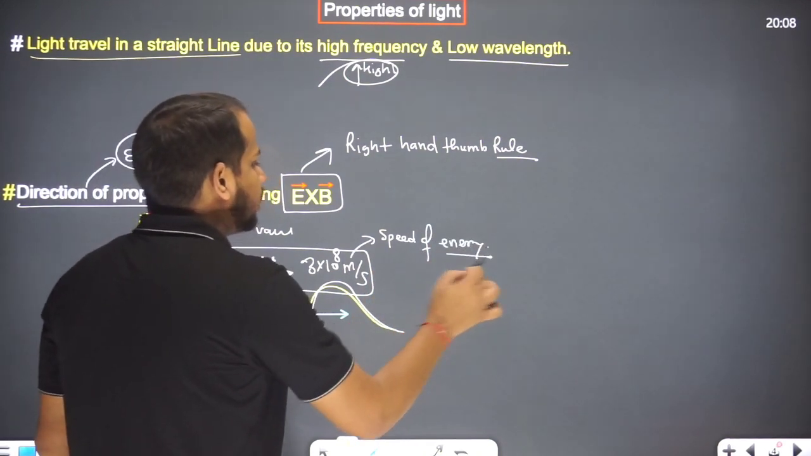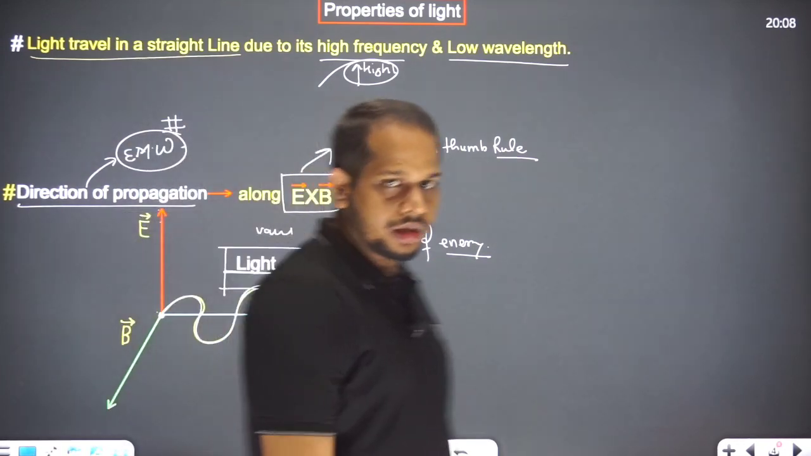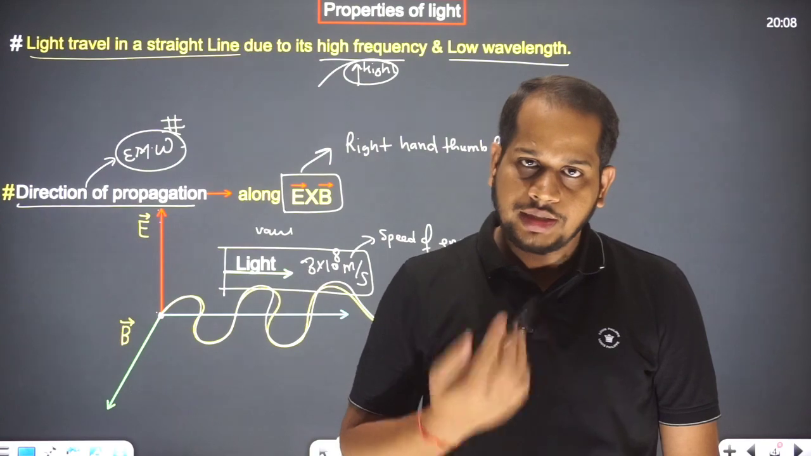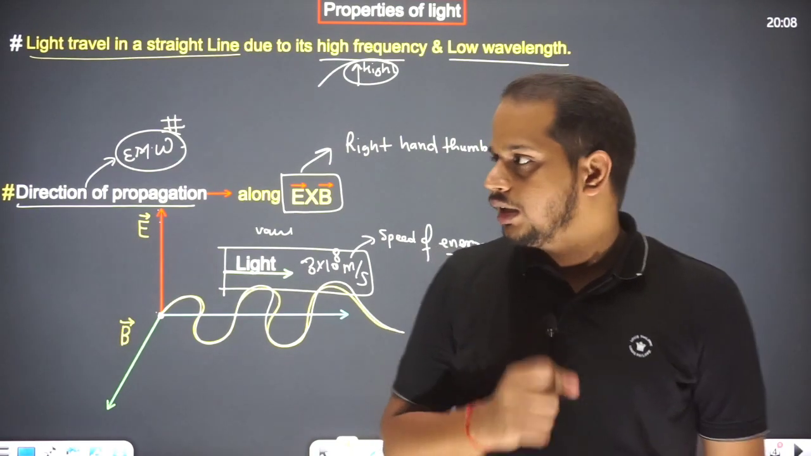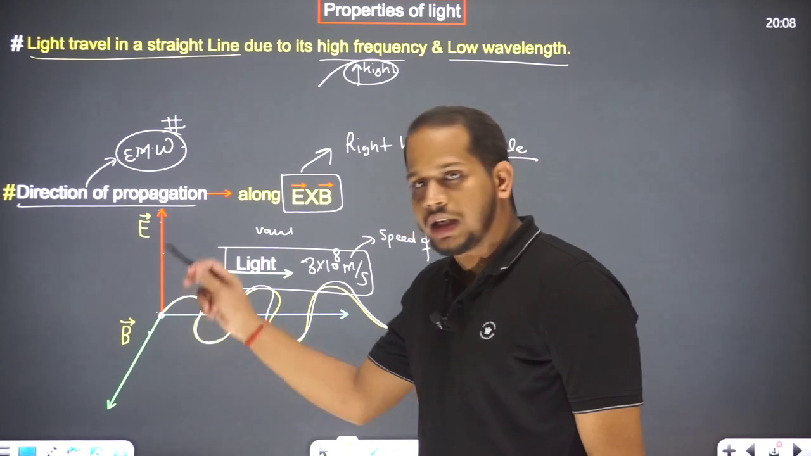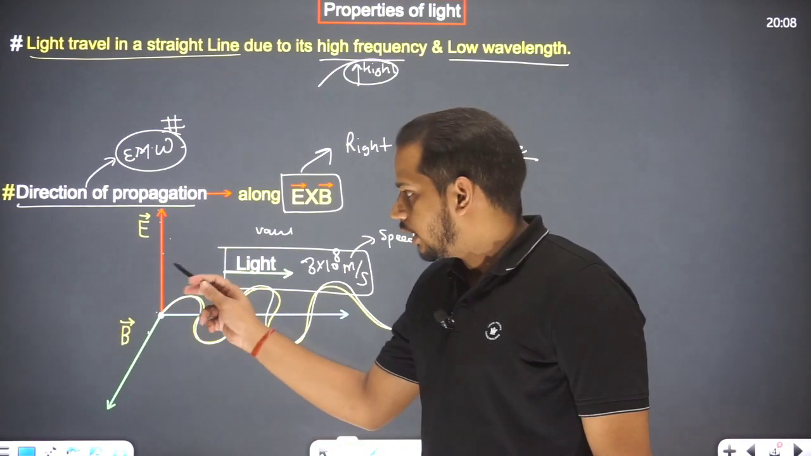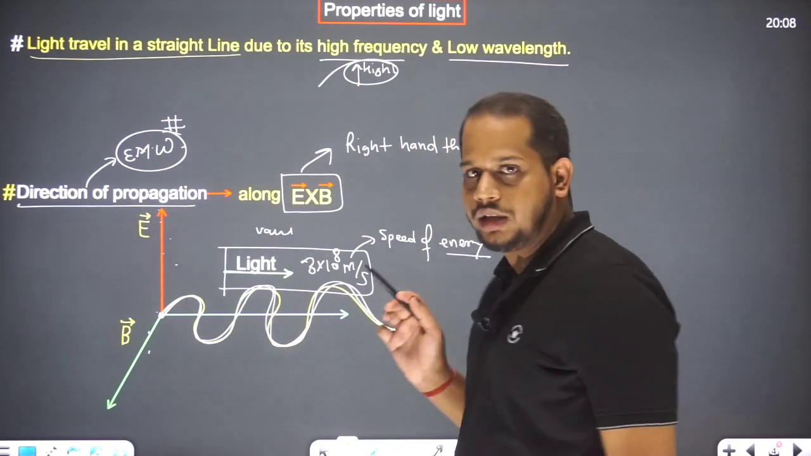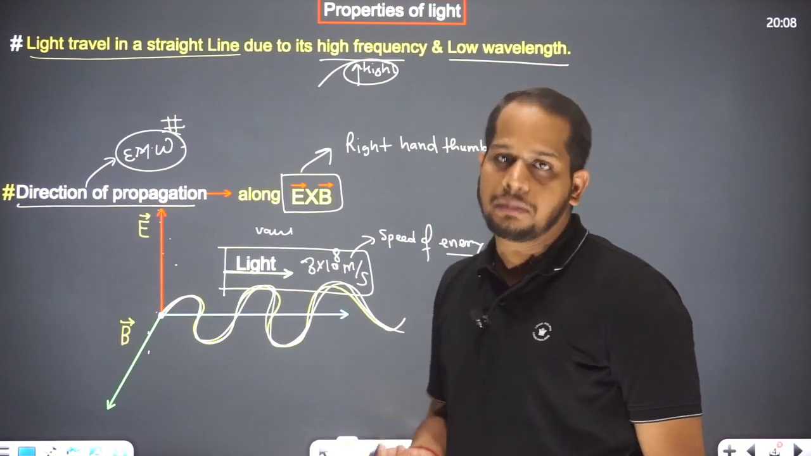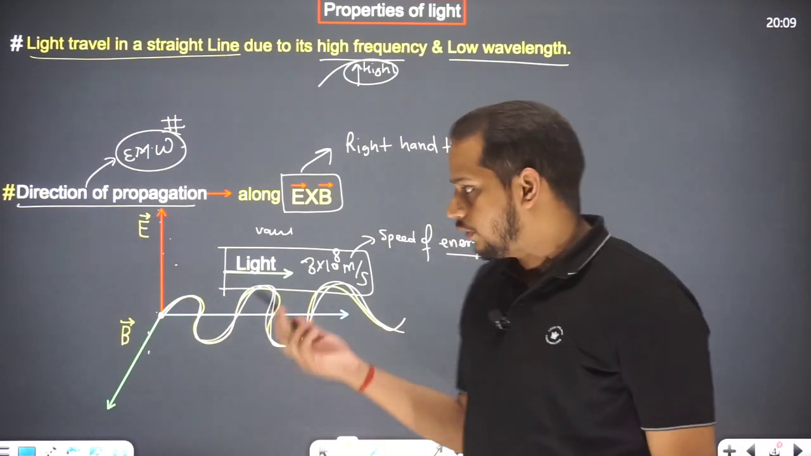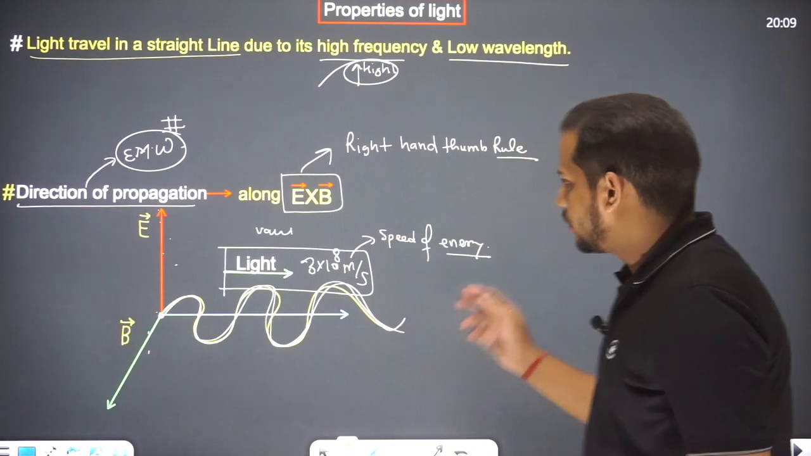Let's see the next thing. In general, we see that light can travel in vacuum. How can light travel in vacuum? Because the electric and magnetic fields are interchangeable, they keep interchanging and produce the wave, so there is no need of any other medium. That's why we say light travels in a straight line, and also in vacuum.